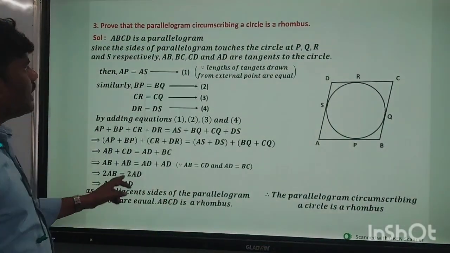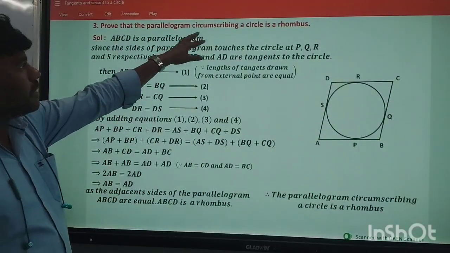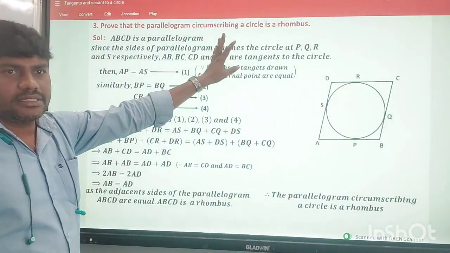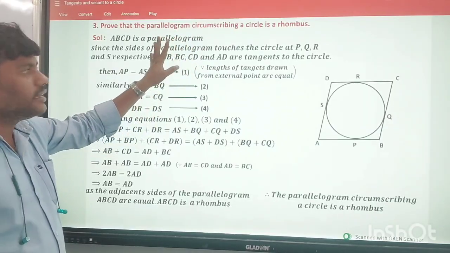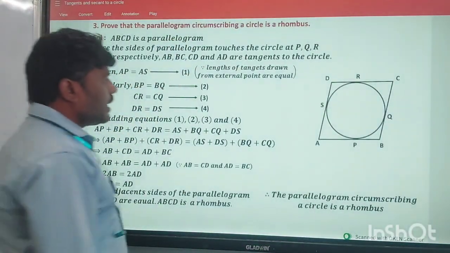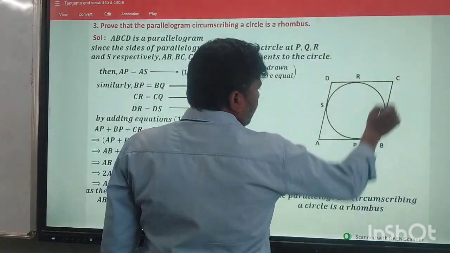Next one. Prove that the parallelogram circumscribing a circle is a rhombus. This is also a very important question. Okay, now ABCD is a parallelogram. ABCD is a parallelogram.